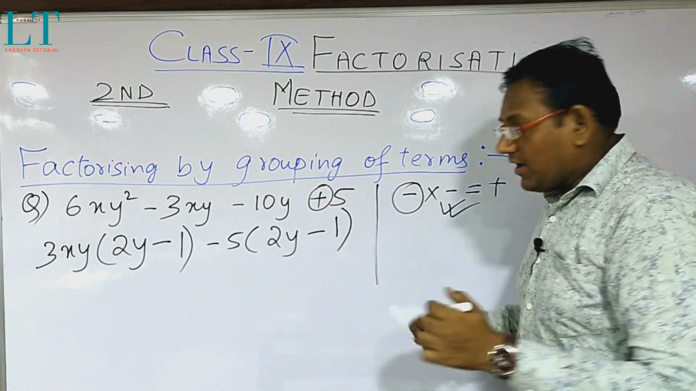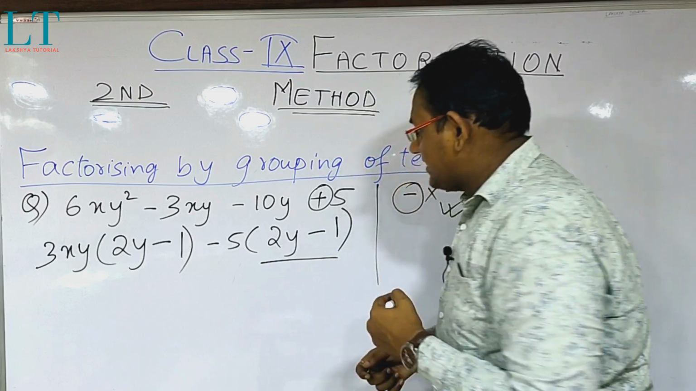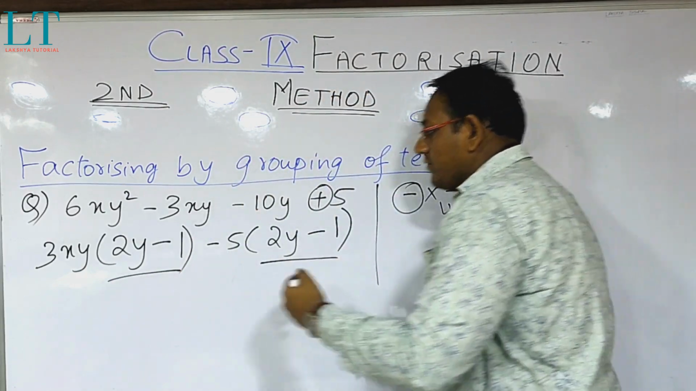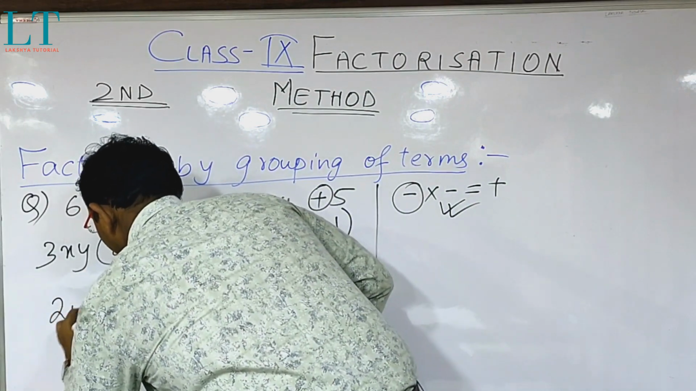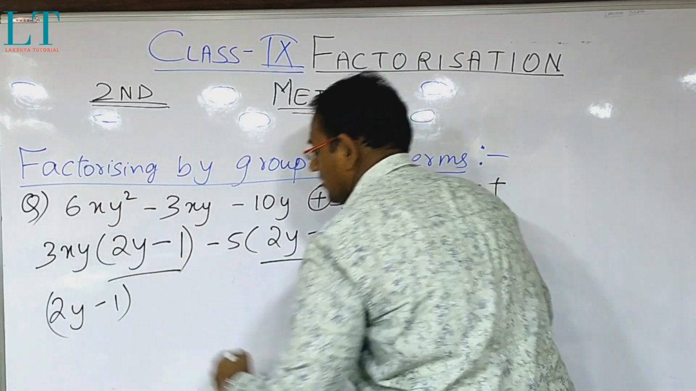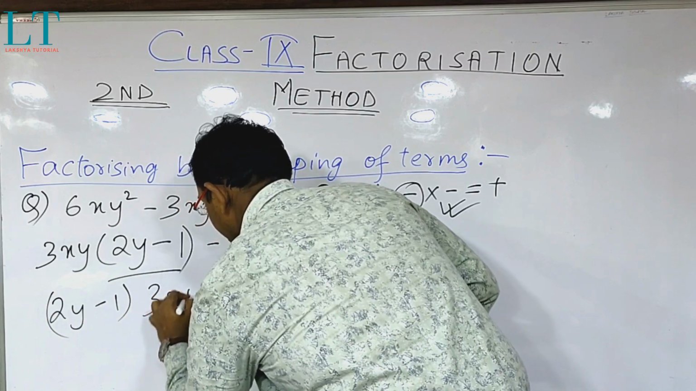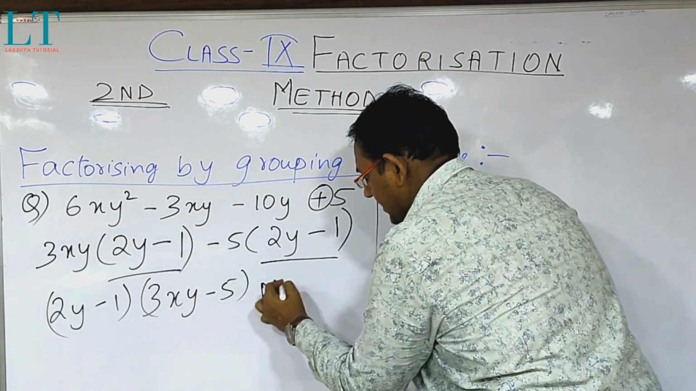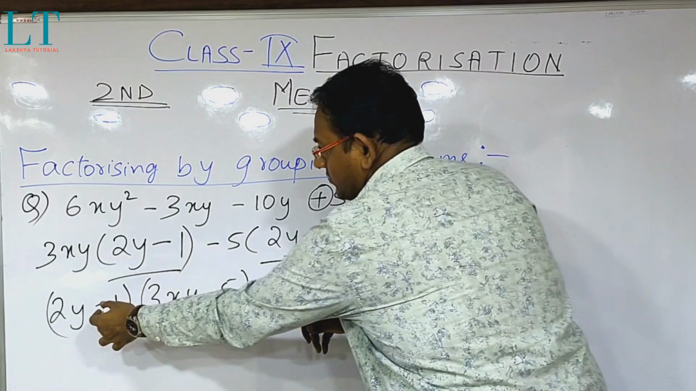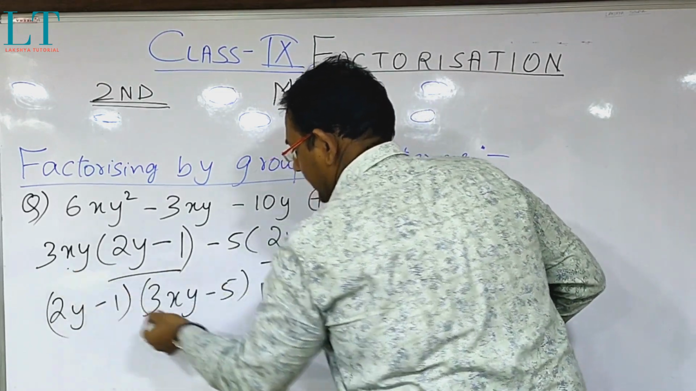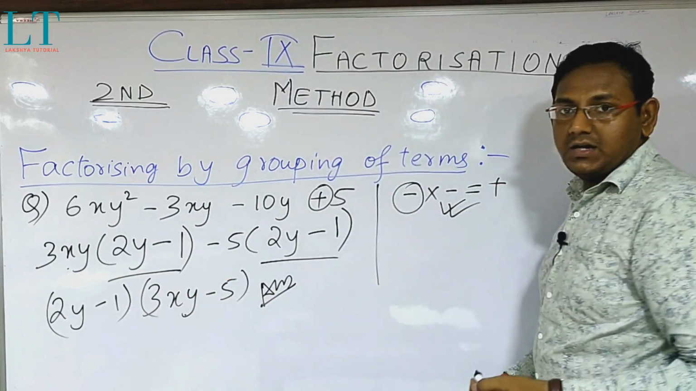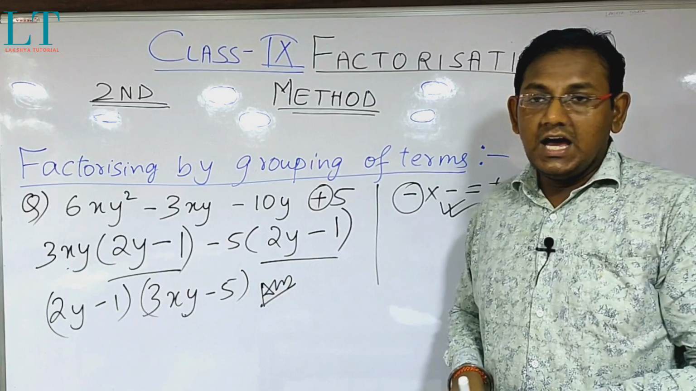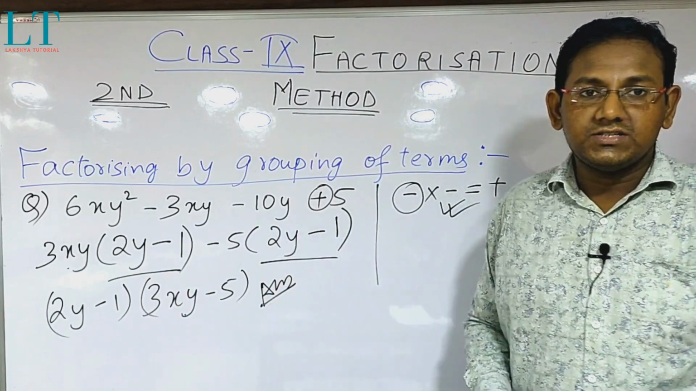Now in this particular example, you can see that 2y minus 1 and 2y minus 1 both are same. So we will take 2y minus 1 common. So we are left with 3xy minus 5 over here. So this is your answer. We have taken 2y minus 1 common over here. So we are getting 3xy from here and minus 5 from here. So we have already taken out common. This is called grouping of terms. I hope you all understood this particular question very well.